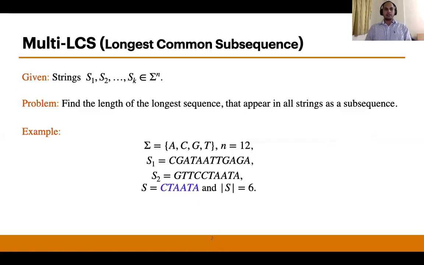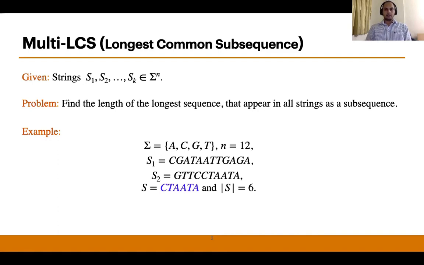Let's start with the introduction to multi LCS. We are given k strings s1 to sk of length at most n over alphabet sigma. The problem here is to compute the length of the longest sequence that appears in all strings as a subsequence. Let's see this through an example.